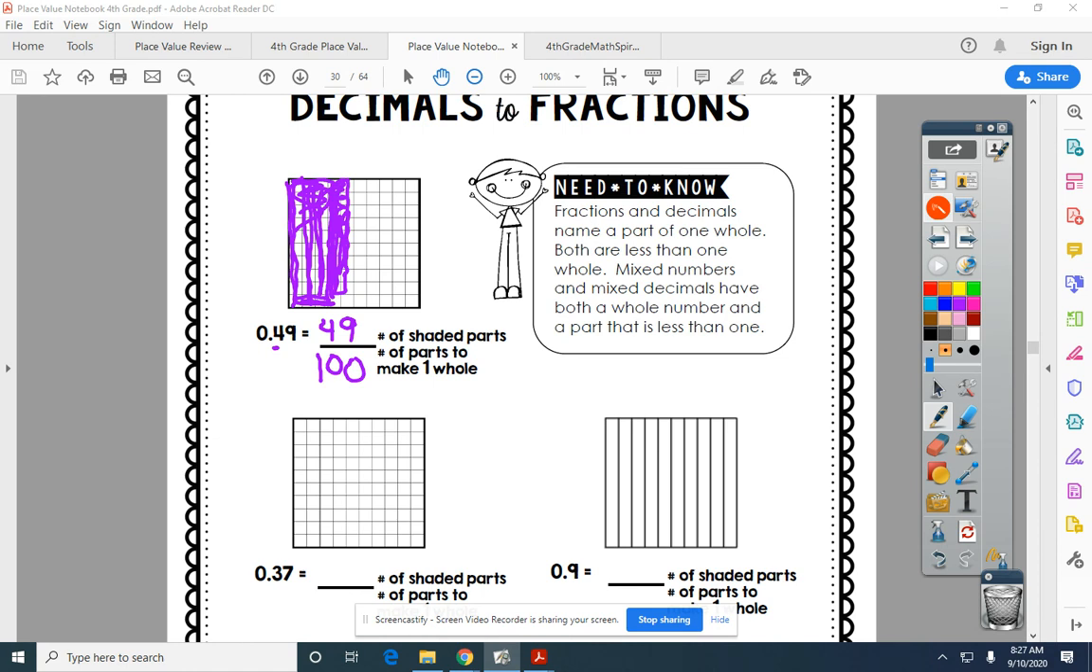So 49 over 100. Which one of these is the denominator? Is it 49 or 100? Which one's the denominator? Amelia? 100. And the top, 49, is the numerator. So it's the numerator over the denominator.